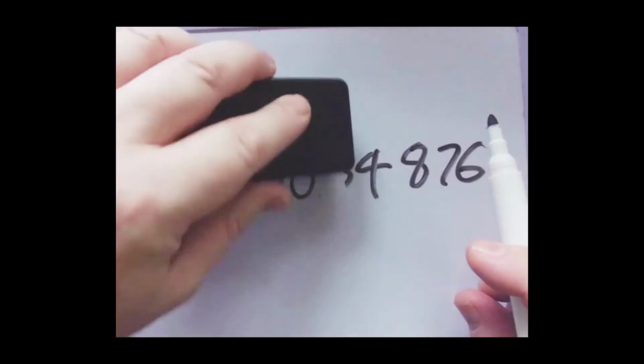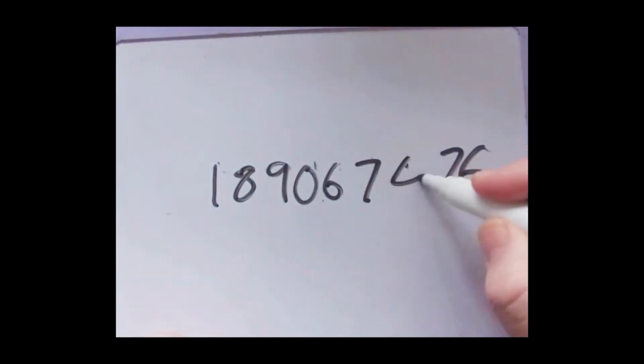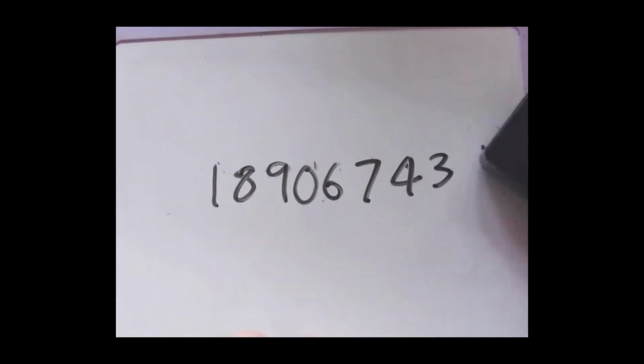Now, it's not as clean as the other method, and it's much easier to make a mistake, but I should be able to apply the same rules and get the same answer. There we go, 189,067,438.